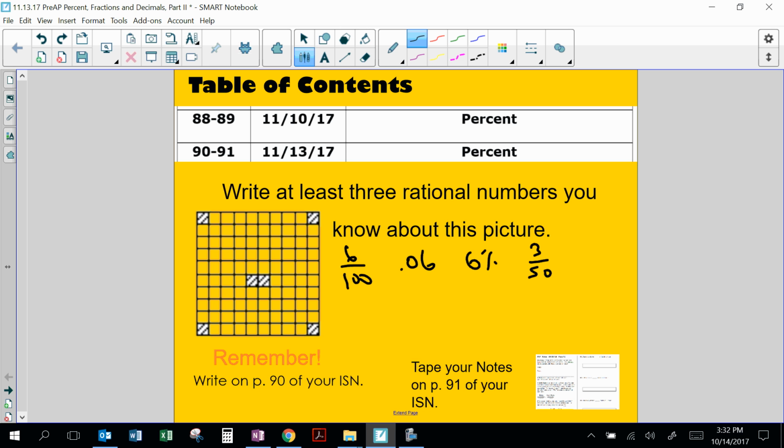If you want to talk about unshaded, you could say 94 hundredths of this picture is unshaded, or 94%. Again, what percent is anything per 100. So it's 94 per 100. Also, I could say 47/50th of this picture is unshaded.